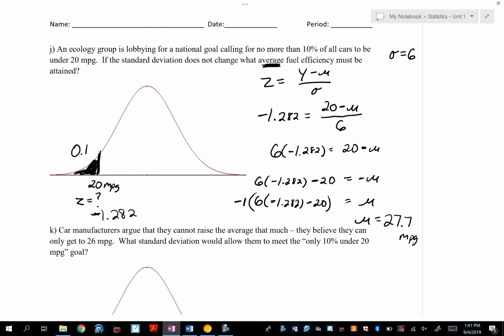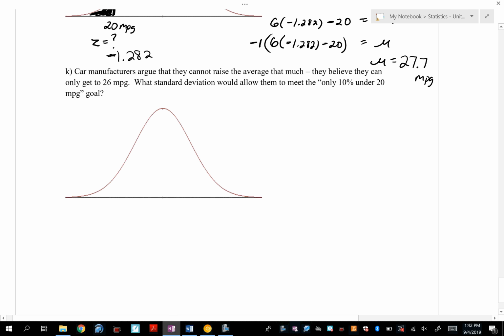On Z-score, yes. I don't have any units ever on my Z-scores. Yes. Yes. Leslie? No, just kidding. Let's do K, and then I'm done. All right? I know. Okay, I'm sorry. I'll do K, and we're done.